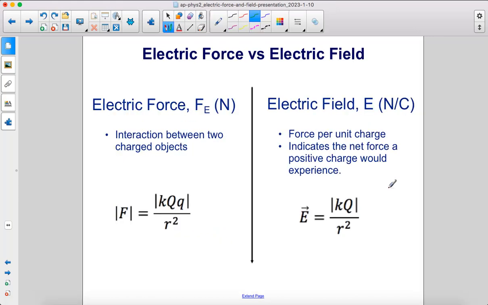Let's summarize the difference between electric force and electric field. Electric force is the interaction between two charged objects. You need to have two objects in order to have a force. Electric field is the force per unit charge. This equation indicates the net force a positive charge would experience. So electric field, you only need one charged object. A field exists around one object. But for a force, you need two objects.